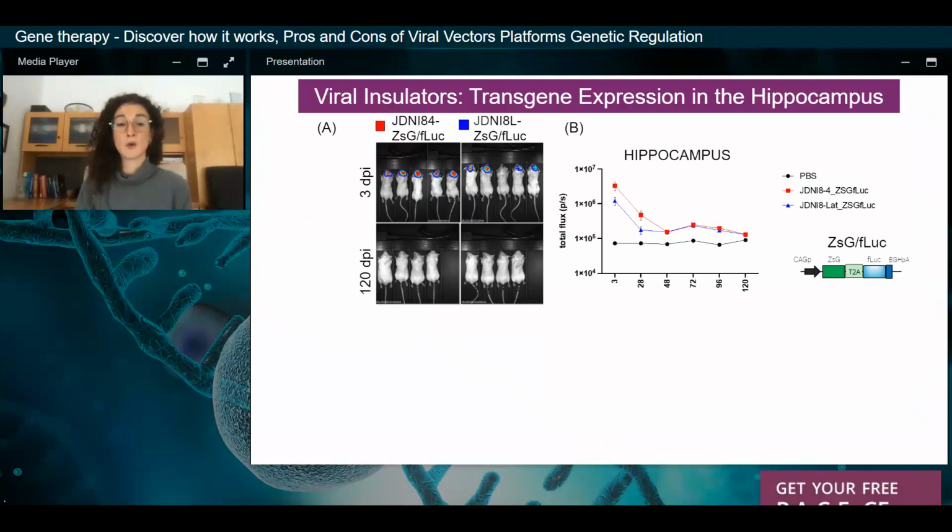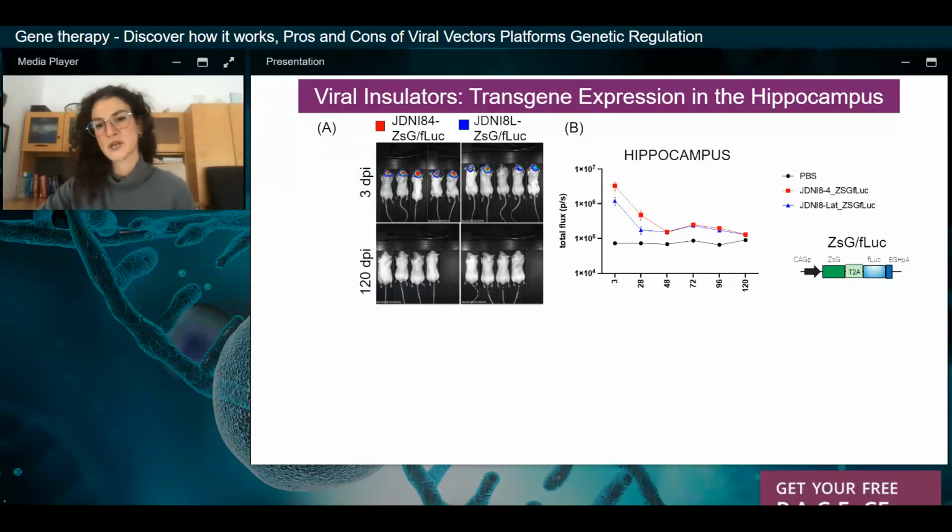We then evaluate the expression in vivo, this time in the central nervous system. Again, we delivered these two vectors in the hippocampus of these mice, followed by in vivo imaging. Here in A, again, we have a representative picture of these mice at 3 days and 5 months later.